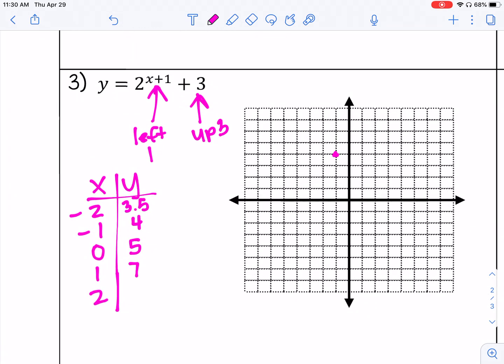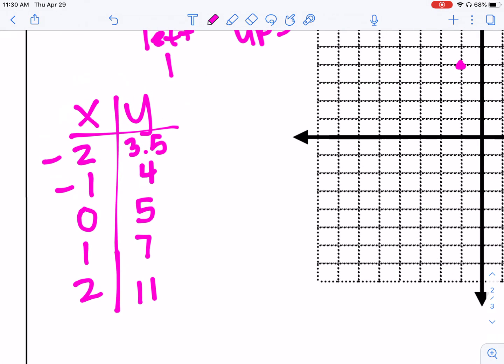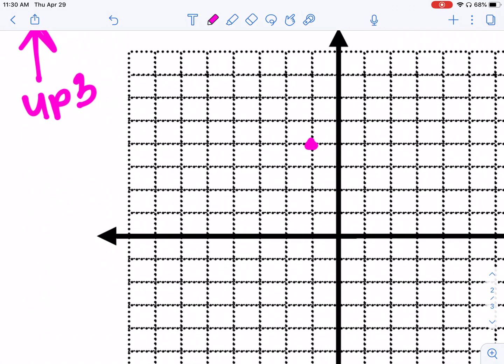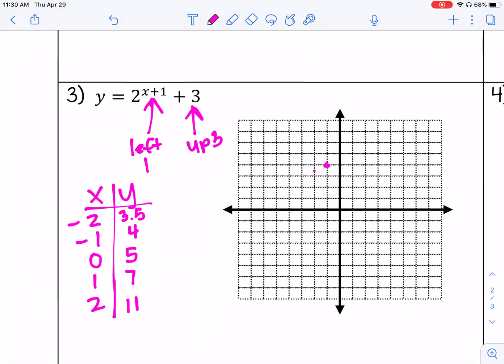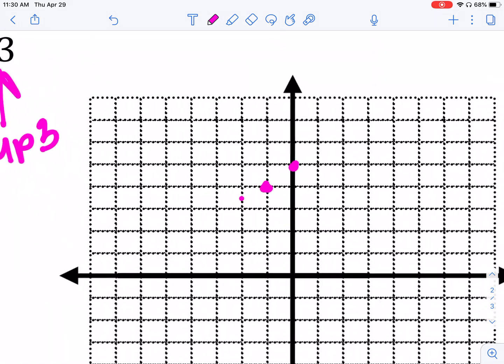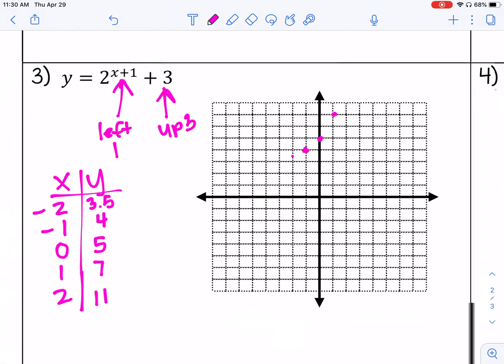And then the last one here, so we have 2 to the 2 plus 1, so 2 cubed, which is 8, plus 3 is 11. All right, let's graph these points. So at -2, we're at 3.5, 2, 3, so right here-ish. And then -1, 4 we already have, so 0, 5. So we finally found our y-intercept. And then 1, 7. So 5, 6, 7. And then the other one's pretty far up there.